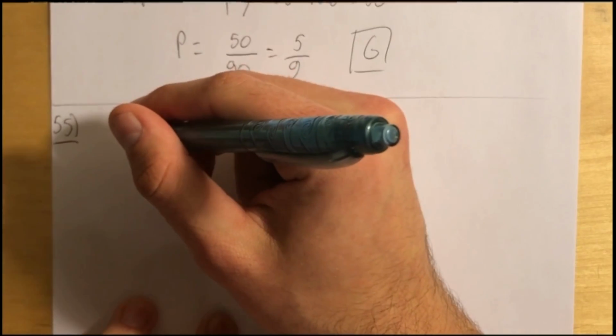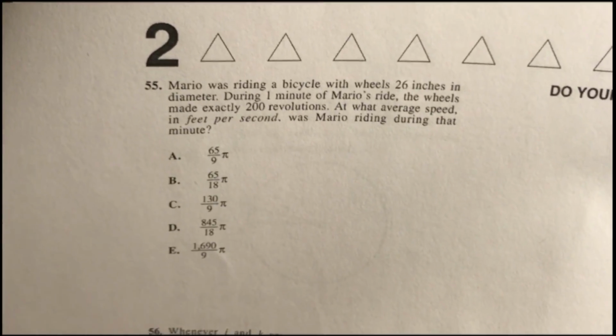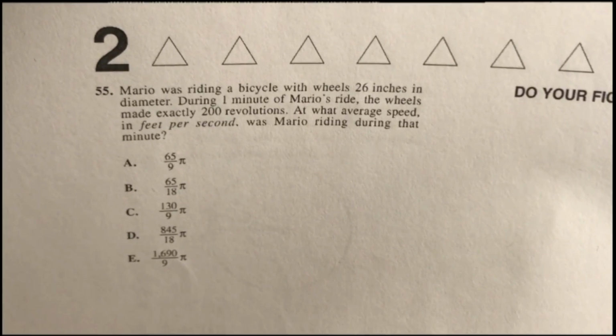Problem 55. Mario was riding a bicycle with wheels 26 inches in diameter. During 1 minute of Mario's ride, the wheels made exactly 200 revolutions. At what average speed in feet per second was Mario riding during that minute?